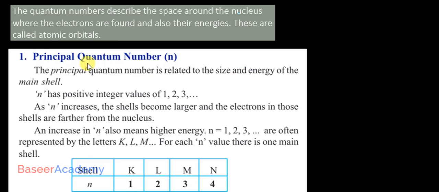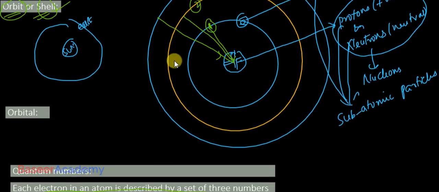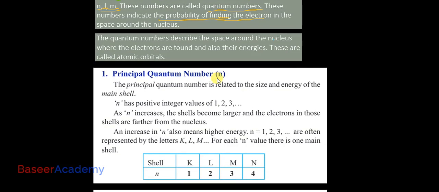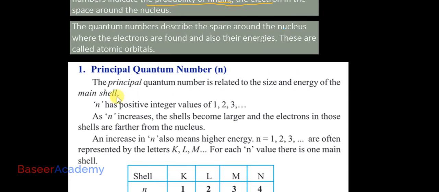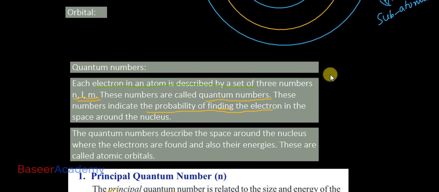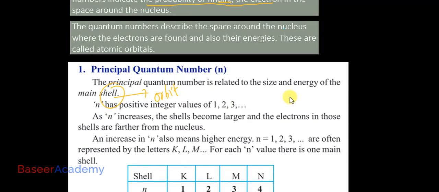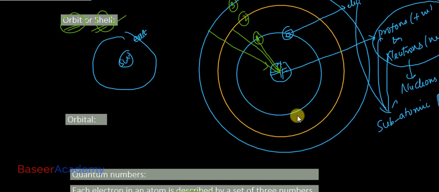Let us first learn about the principal quantum number. Principal quantum number is used to denote the orbits. That's my first orbit. This yellow color line or the orange color line is my second orbit. This is my third orbit. Principal quantum number is used to denote the orbits. We say that the principal quantum number gives the size and energy of the main shell. Shell is nothing but orbit. Why do we say that the principal quantum number is related to the size and energy? Obviously, if the value of n increases, the size and energy also increase. Why and how? See, that's my first orbit, the blue one.